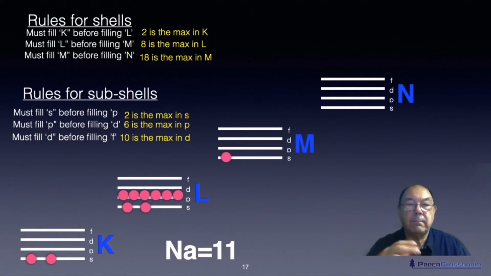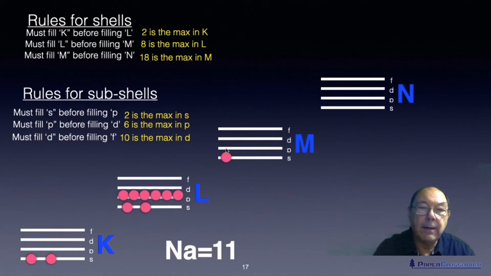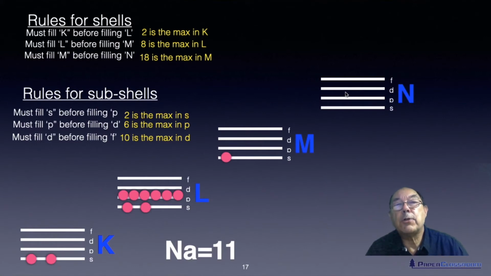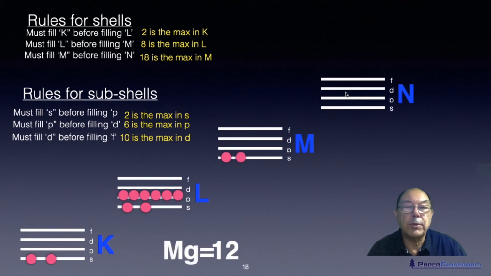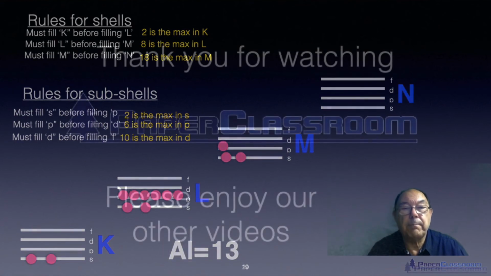And then I won't go through any more, but as you continue, the 12th will go here, then you'll fill another 6 here, and then you'll start to fill D, where you've got a maximum of 10. Once this is full, you then start to move into the N orbital, and everything repeats. So I hope that makes complete sense to you. The rules are quite simple. There we've got magnesium and aluminium just to show you.